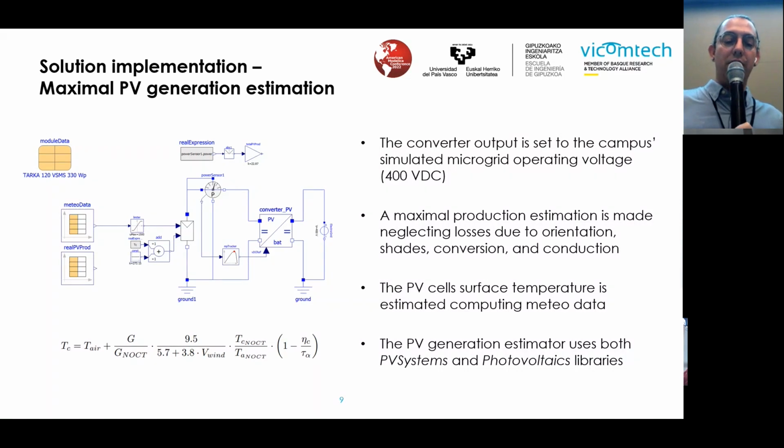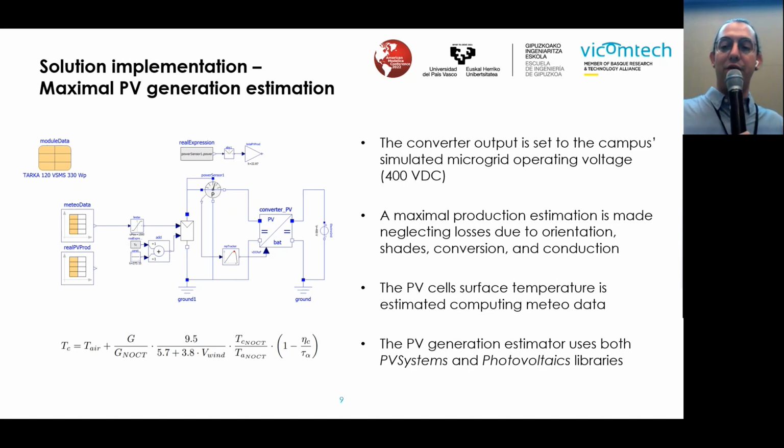Okay, so the estimator that they have, the estimation part here is to use the maximum generation capacity using the weather conditions from Meteo, but they will neglect losses due to orientation, shade, conversion, and conduction, which will at the end be reflected in the estimation that we have, which is a little bit larger than what is measured.